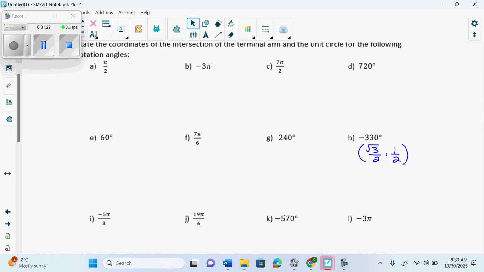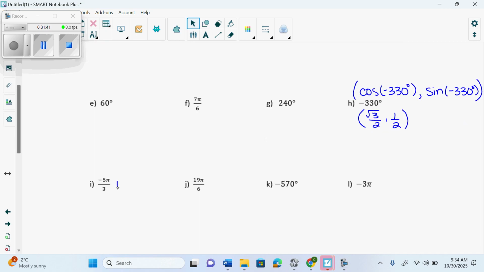And I could check this, because I could go cos of negative 330, comma sine of negative 330. Do we agree? They can be checked. I shouldn't even have to give you the answers. Yes? Because you should be able to check them.